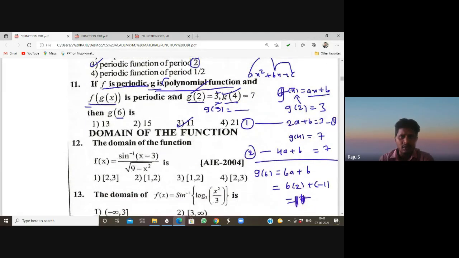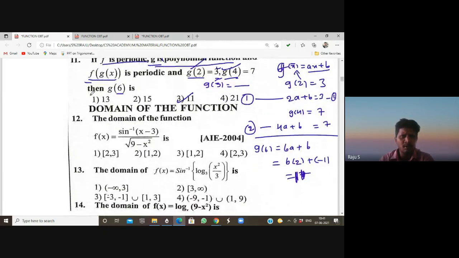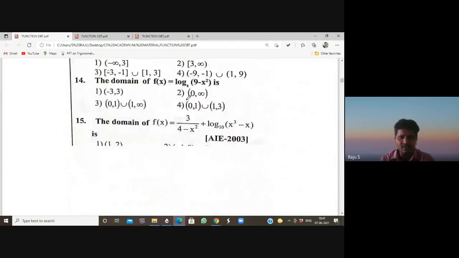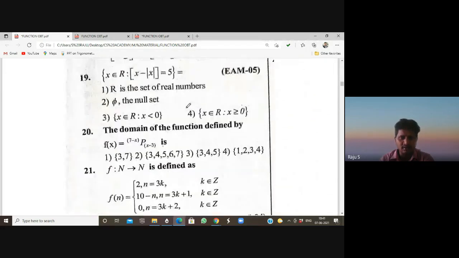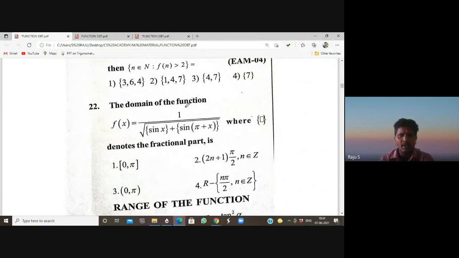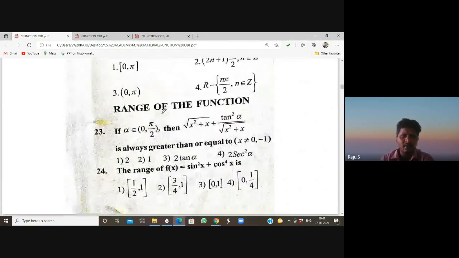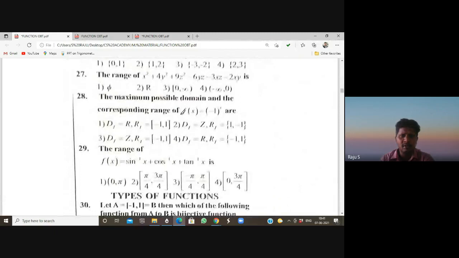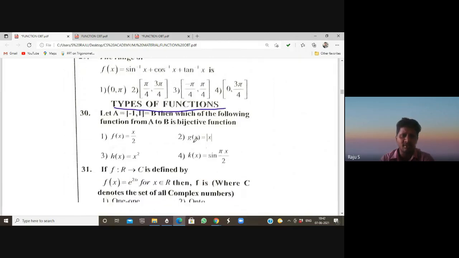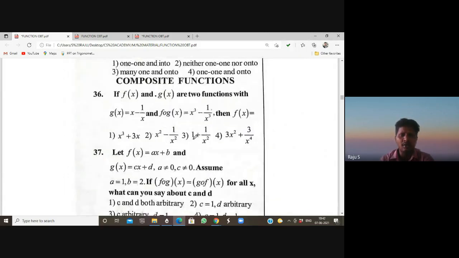Okay, students. In the function concept, the most important concepts are the domain and range of the functions and one-one and onto functions. So this periodic concept and all, you have to remember and practice. Compared to domain and range, periodicity is lesser, then domain and range and types of function, that is one-one, onto and bijective.